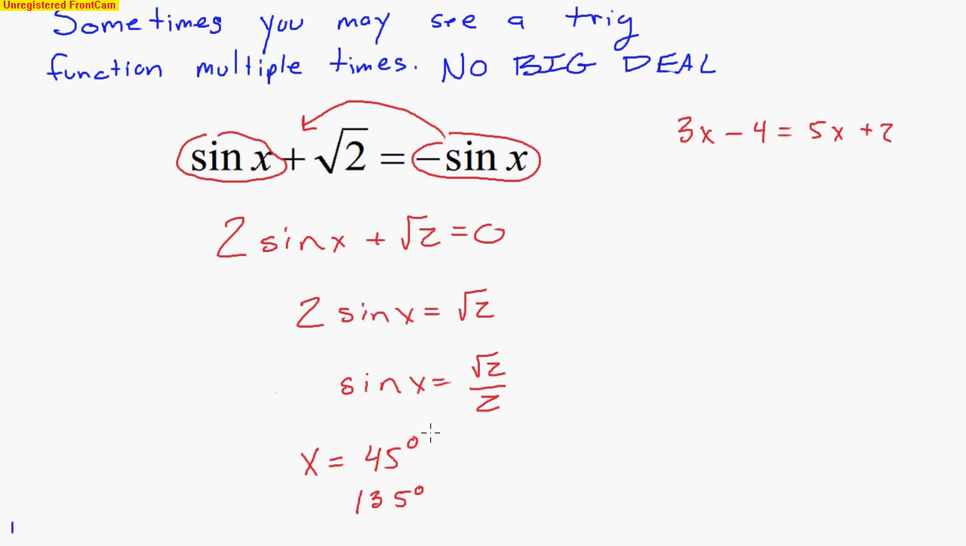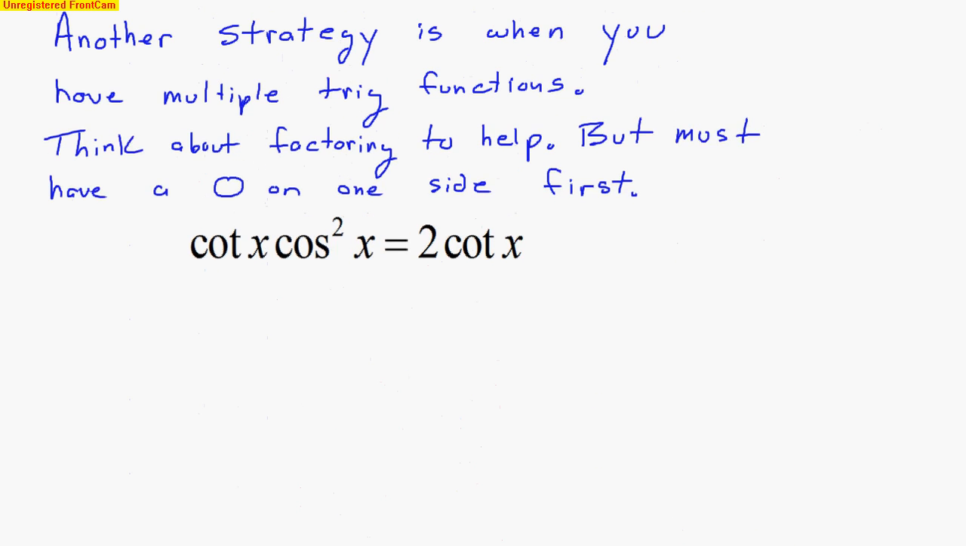Now, one more time, if my answer says only find answers on one circle, 0 to 360, these would be my only two answers. If I want to find all possible answers, I would need to add and subtract that 360n, and that's just referencing the idea that I can go around this circle multiple times, and I would continue to find places where sine is radical 2 over 2. So don't fret if you see multiple trig functions.